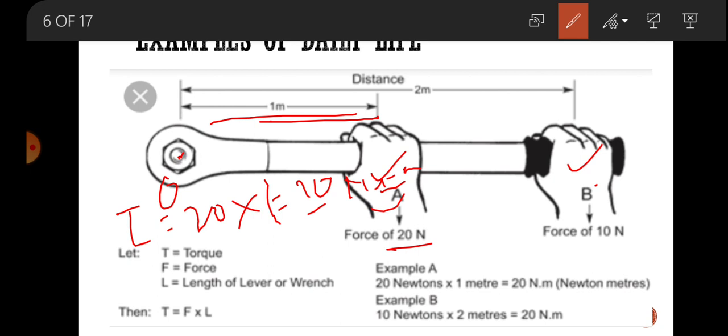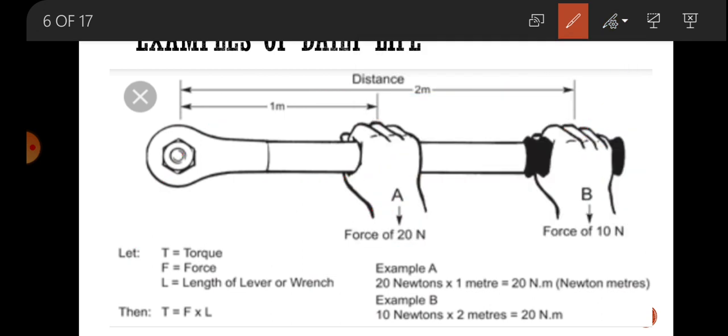Now if we calculate the moment for the force B, you can see that tau B is equal to your force, 10 Newton, times your distance, 2 meter. So again it will become 20. Now you can see that torque produced by 10 Newton is equal to torque produced by 20 Newton. मतलब ये हो गया कि जितना टर्क आप 10 न्यूटन से प्रोड्यूस कर पा रहे हो उतना 20 न्यूटन से भी प्रोड्यूस कर रहे हो.